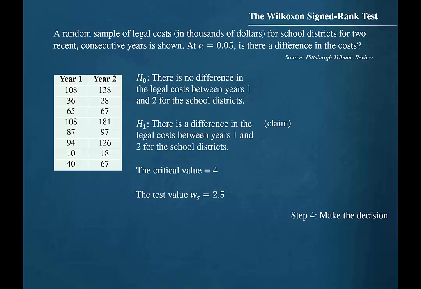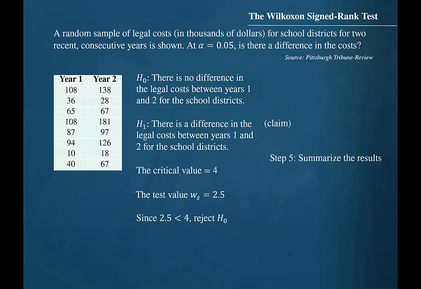Step 4 is to make the decision. The Wilcoxon Signed Rank test is an example of a test where we should reject the null hypothesis if the test value is less than or equal to the critical value. Since 2.5 is less than 4, we should reject the null hypothesis.